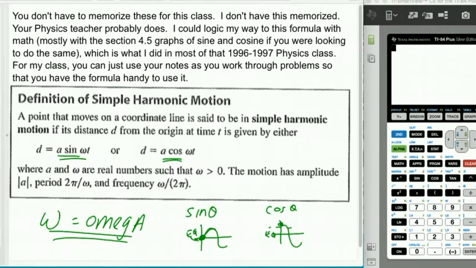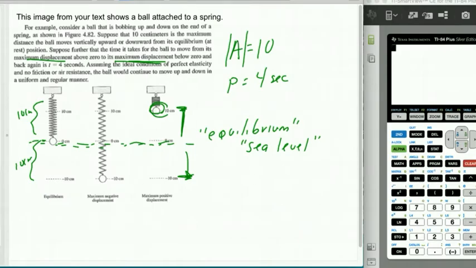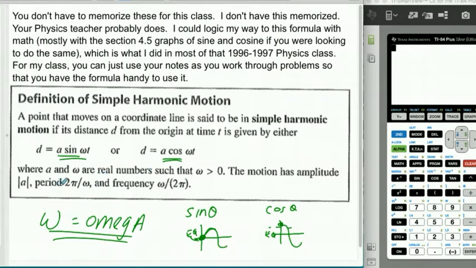That's not a surprise. We actually saw that here, the absolute value of a. And then the period is 2 pi over omega, or the frequency can be written as omega over 2 pi, and we'll get to that in a sec. So let's go ahead and walk through this.